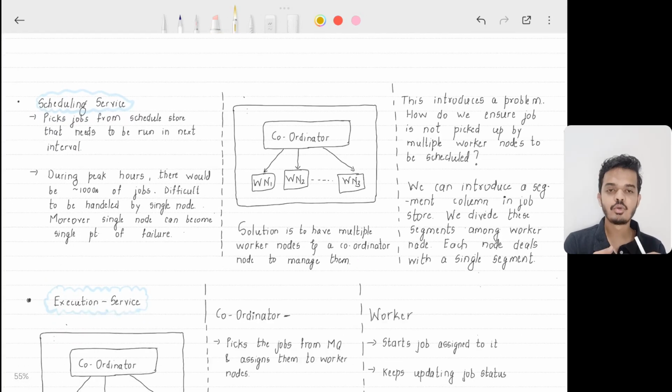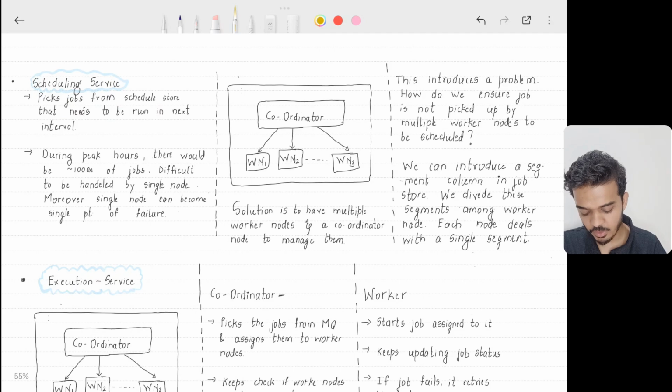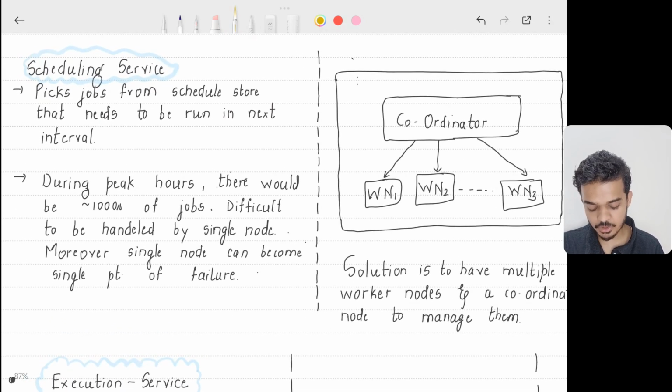Now let's look into the services in depth. Okay, the very first service that we saw was the scheduling service. So what does the scheduling service do? The scheduling service picks jobs from the schedule store. The schedule store was a table, if you remember.